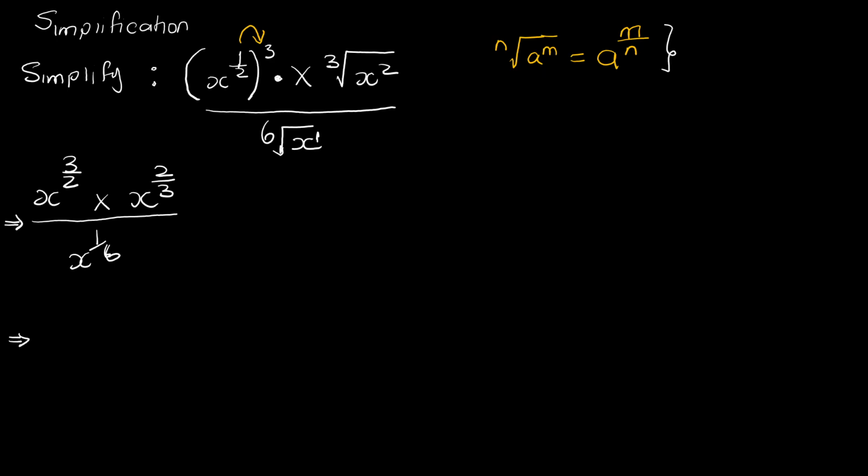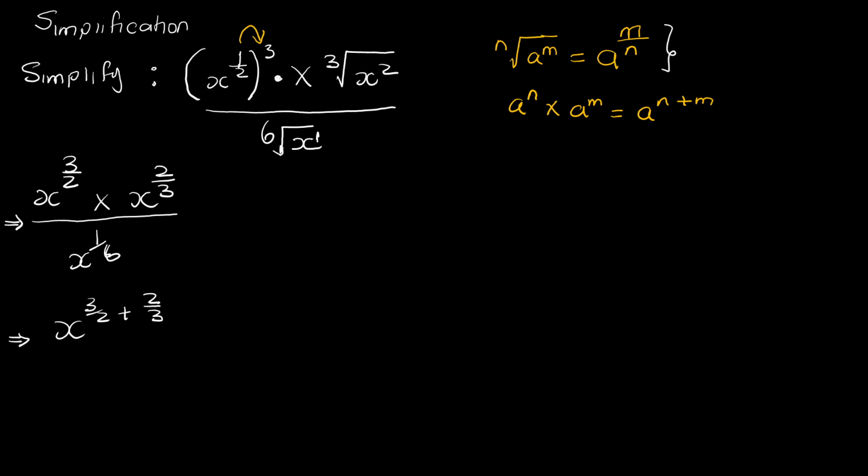Look at what we have on top. The bases are the same. What do you do when you multiply the same base? I have a to the power n, which is multiplied by a to the power m. These have the same base, so I'm going to add the exponents. That's what I'm going to apply here. So now the top part will give me x to the power 3 over 2, and I'm going to add 2 over 3.